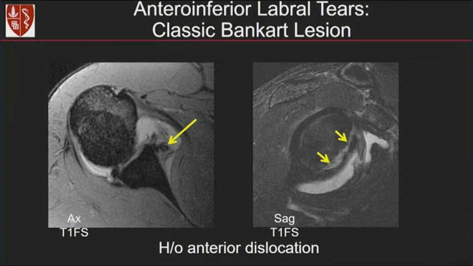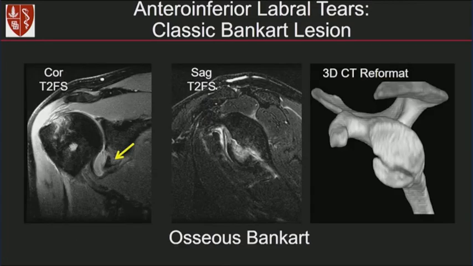So on the sagittal images, we can see that the tear is more than the classic Bankart. It goes all the way up to the antero-superior quadrant. An osseous Bankart can be seen too. Here's the nice fracture seen on the coronal images, the sagittal T2 fat-suppressed image, and also the CT reformatted 3D image shows a displaced osseous fragment.